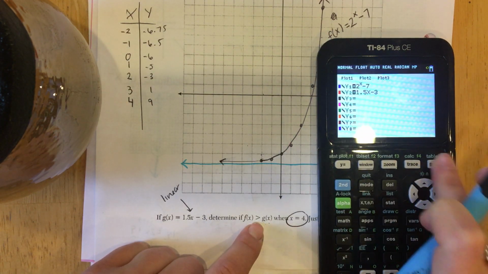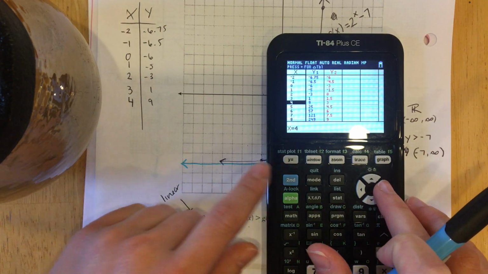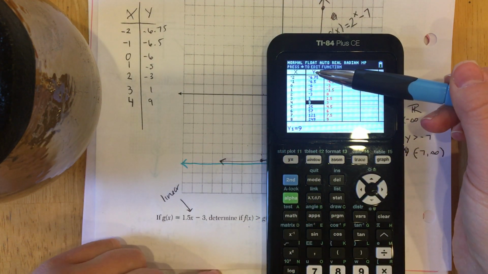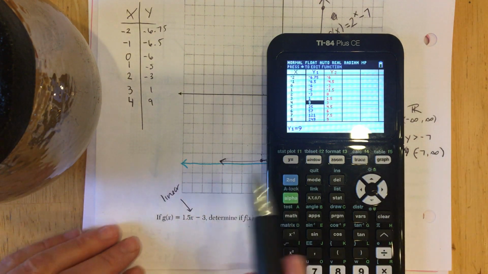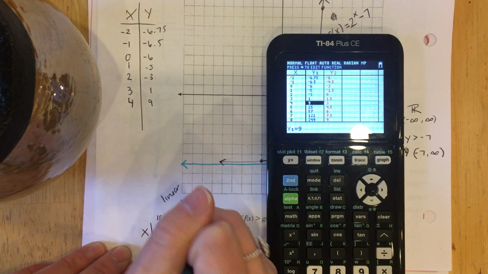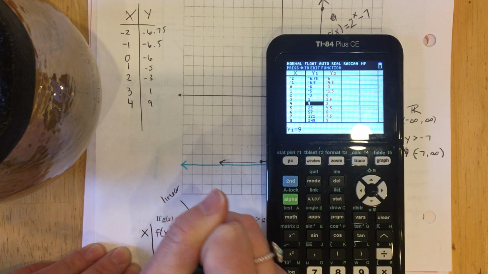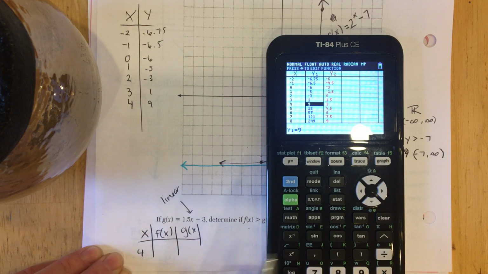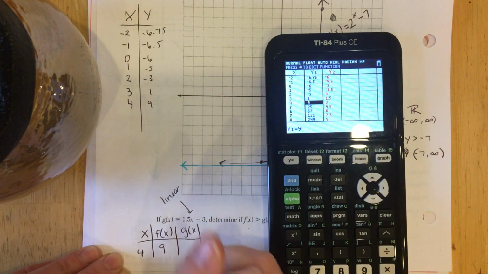So let's see. I'm going to go to where x is 4. My blue, guys, you have to kind of keep track of these, but my blue was my f of x. That was my original. And my red, the second column here, is my g of x. So I have my x, I have my f of x in that first column, y1, and my g of x in the second column. I'm looking for where x is 4. F of x was 9. G of x was 3.